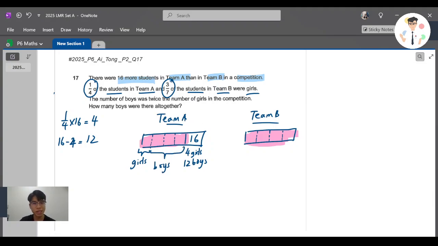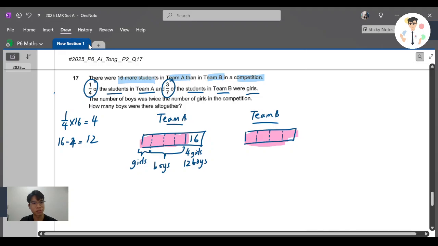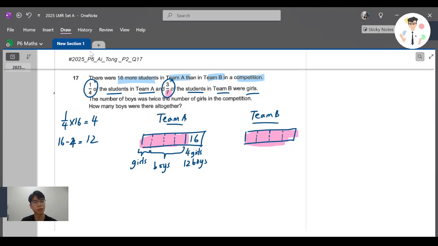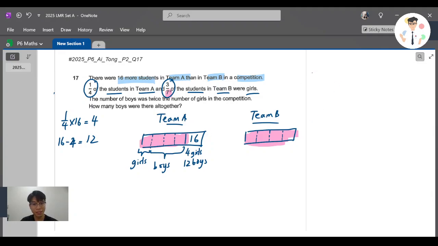Let's look at here. 3 out of 7 of the students in team B were girls. Means that among 7 units of the students, 3 are girls. But I have a problem here. Here is 7, right? But here is actually what? 4. Again, these two are supposed to be the same, but they're not the same. So we are supposed to make it the same by looking for LCM. So this 7, I'm supposed to multiply by 4, and of course it impacts the one on top. So it means 12 out of 28 are actually girls.